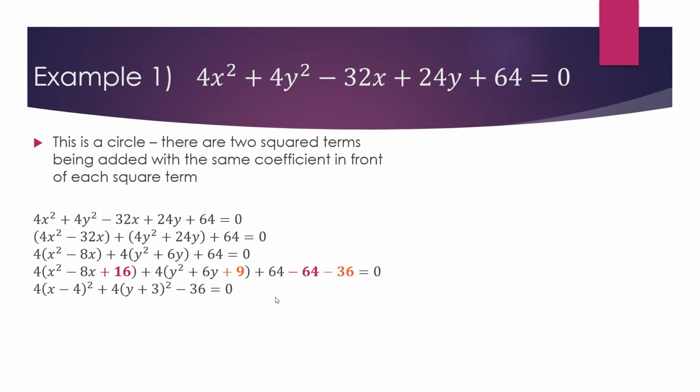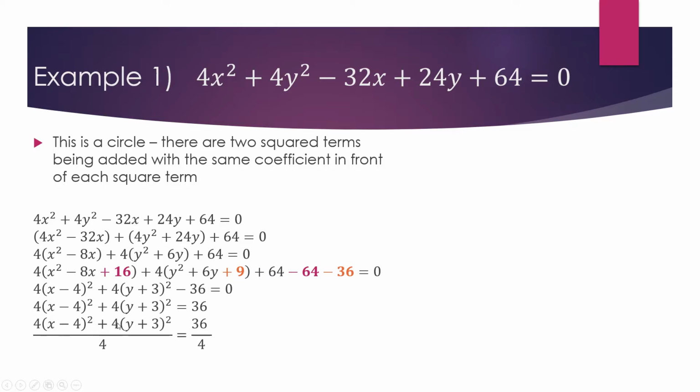To continue, we're going to want to add 36 to both sides. So now we have these is equal to positive 36. And if you recall, the equation for a circle does not have coefficients out in front, so we're going to have to divide everything by 4 on both sides of our equation.